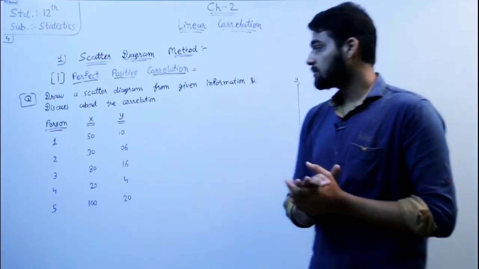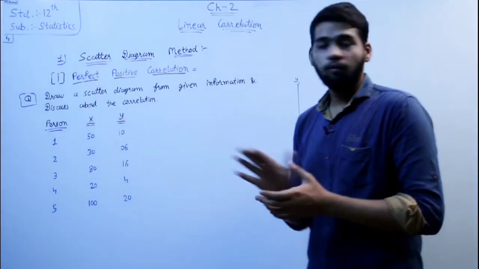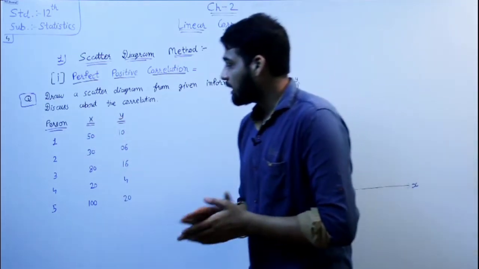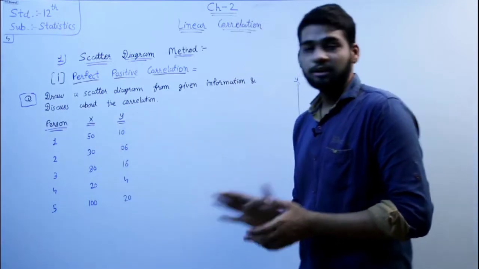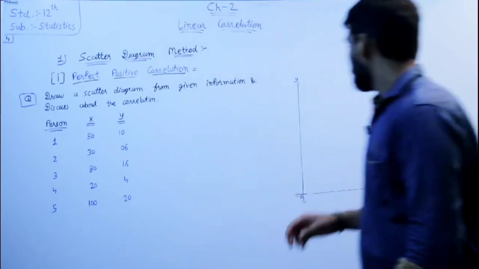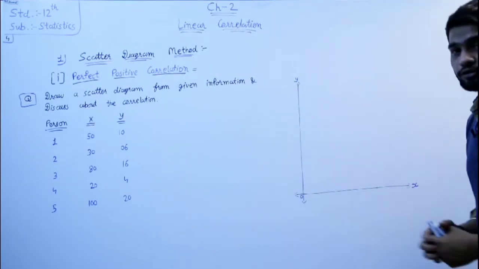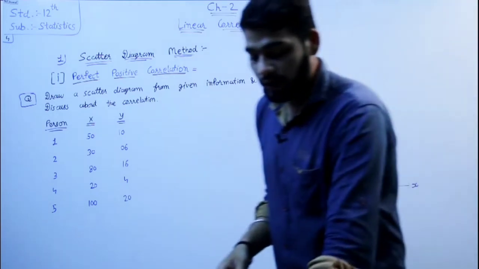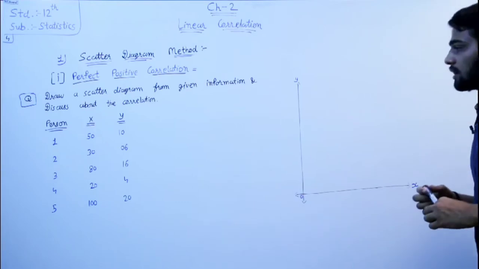First of all we have the information about persons, x and y variables. We have 5 persons, so the x variable has 5 values and the y variable also has 5 values. First we draw the graph: this one is the y-axis and this one is our x-axis. We take the values of the y variable on the y-axis and the x variable on the x-axis.